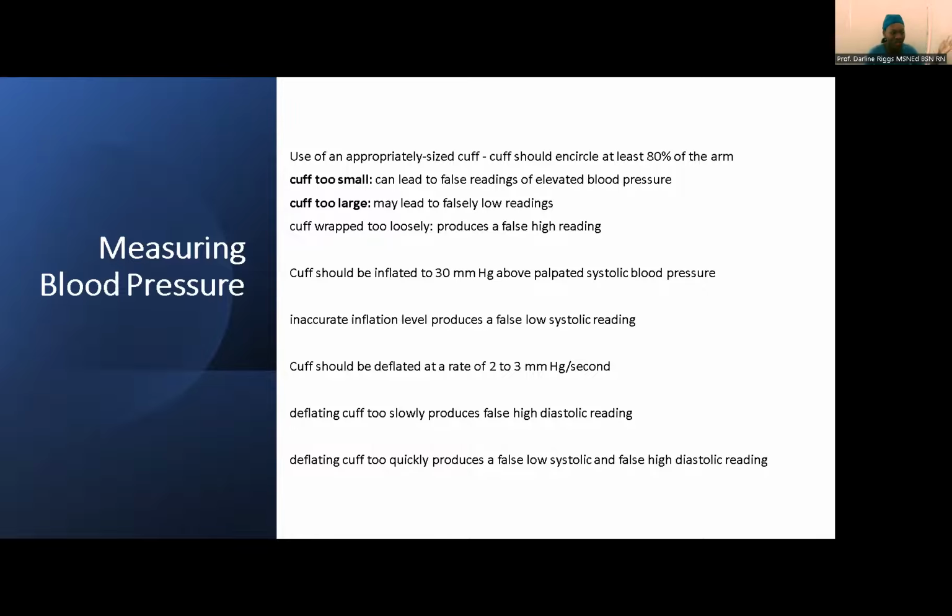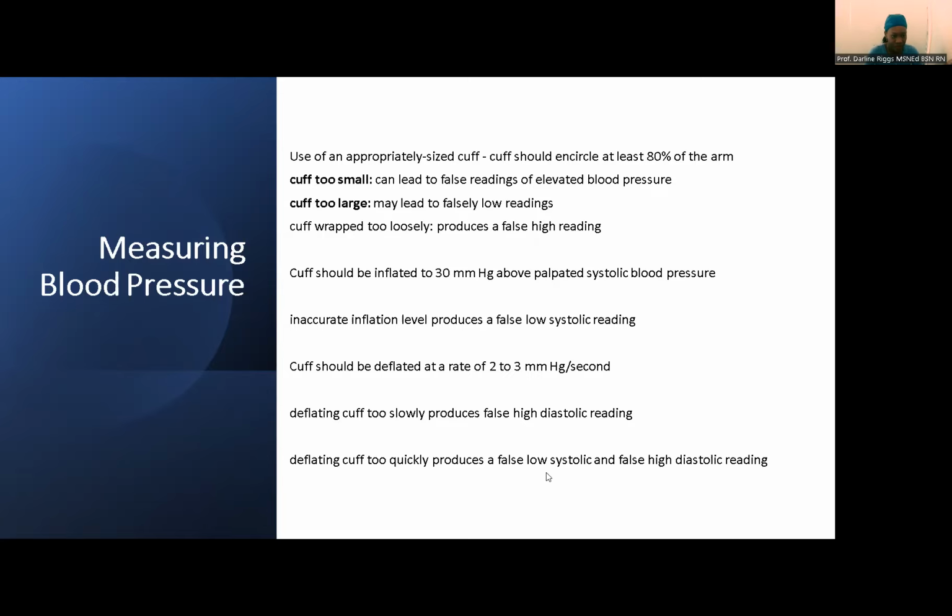What you do at the bedside, yes. Just if you're not doing it by the book, please let's go by the book. Okay? An inaccurate inflation level produces a false low systolic pressure. The cuff should be deflated at 2 to 3 millimeters per second. And this is a select all that apply, folks. That's why I'm spending a minute there. If you're deflating too slowly, that's a problem. You'll get a false high. Too quickly, you get a false low.